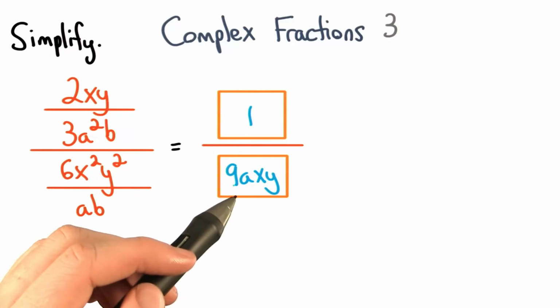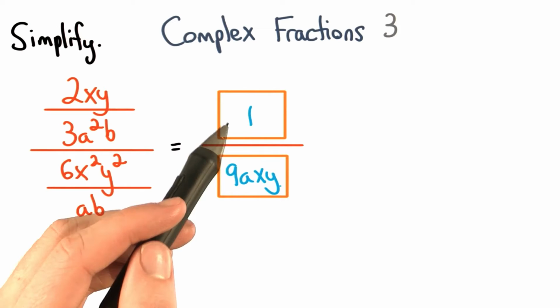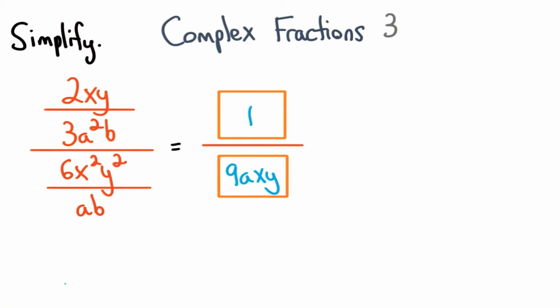1 divided by 9axy is correct. You're becoming a pro at these complex fractions if you got this one correct. The lowest common denominator might have been tricky, so let's find that first.